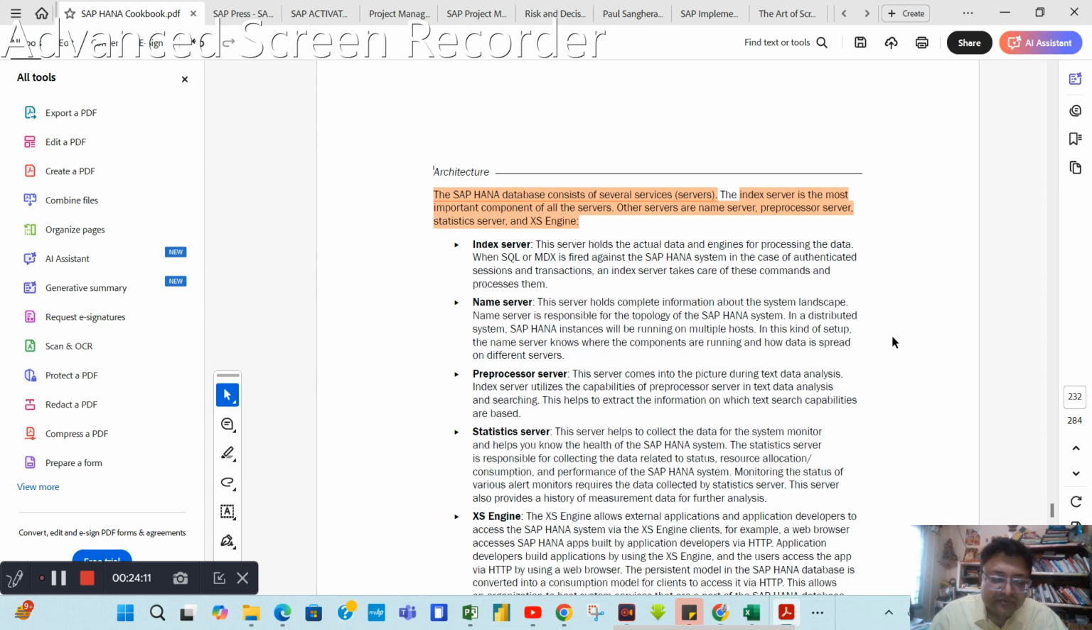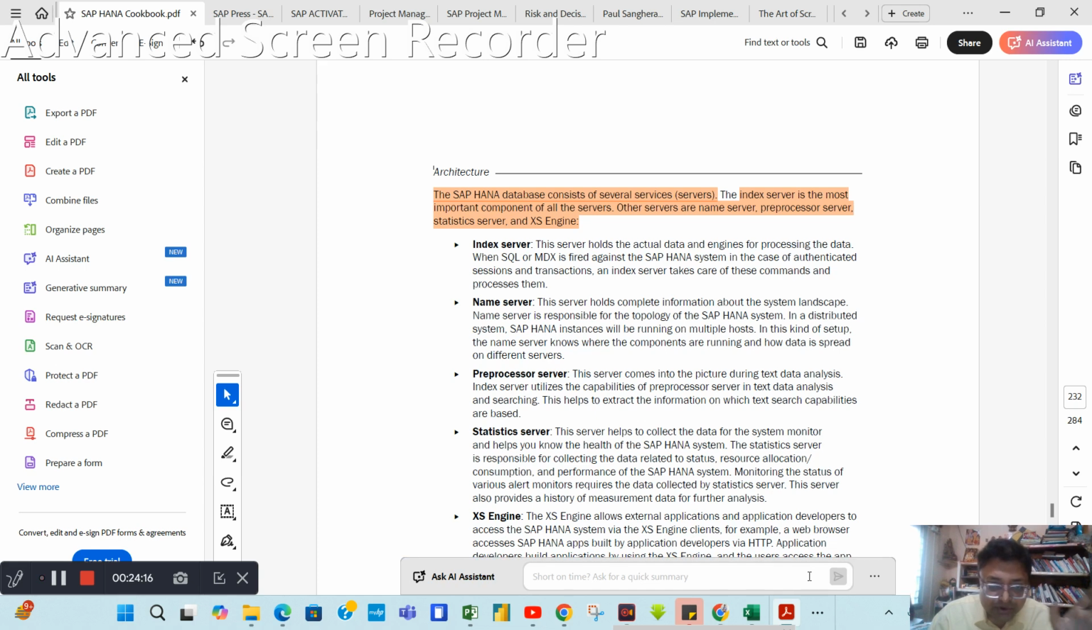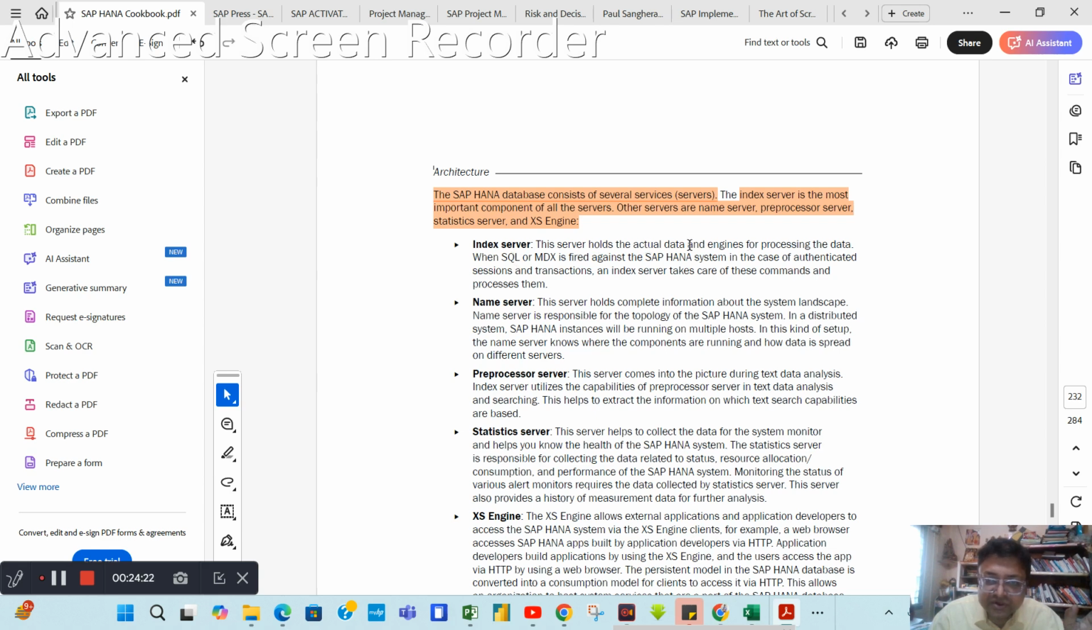Meanwhile, I request you to go to the internet and search for every component. What is index server? What is name server? See, it's mentioned that index server never holds the actual data. Sorry, index server holds the actual data, I apologize, and engines for processing the data.